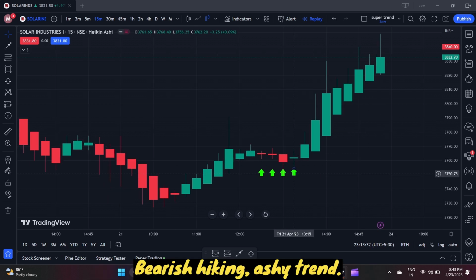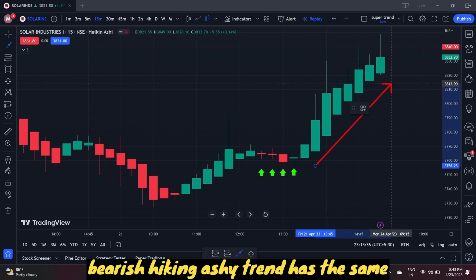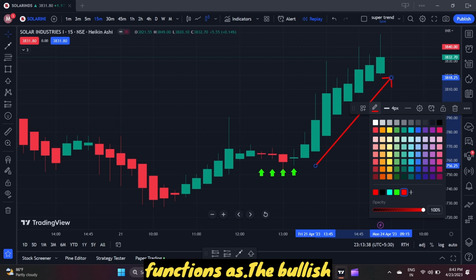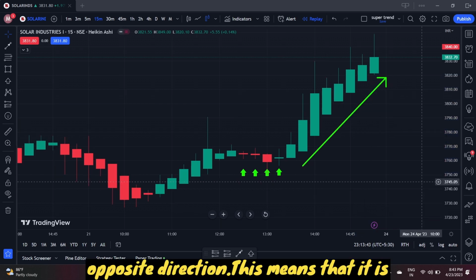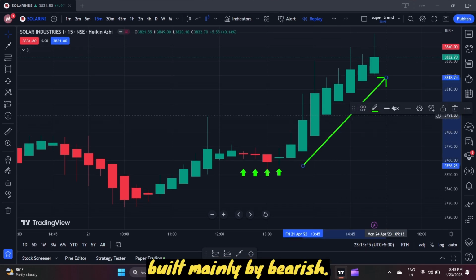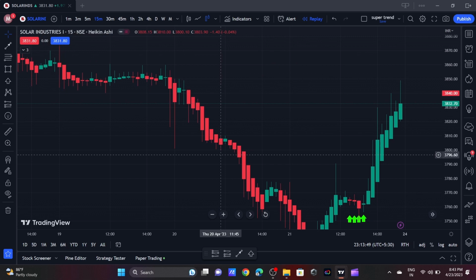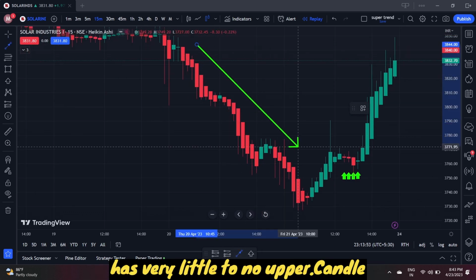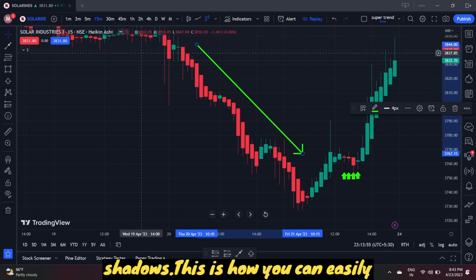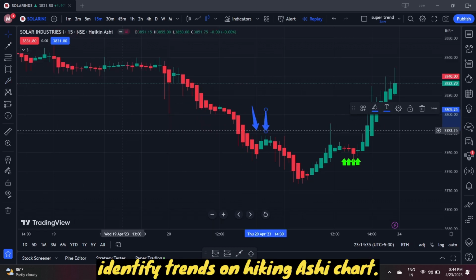Bearish HeikinAshi trend. To identify a downtrend market, the bearish HeikinAshi trend has the same functions as the bullish one, but in the opposite direction. This means that it is built mainly by bearish candles. Also, a strong bearish trend on the HeikinAshi chart has very little to no upper candle shadows. This is how you can easily identify trends on a HeikinAshi chart.